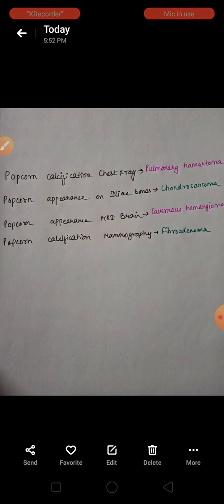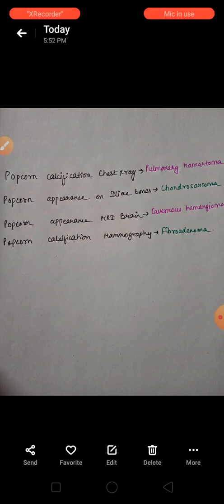It has the best prognosis among the malignant tumors, right? And a dense calcification is seen on the x-ray, right? The treatment is surgery. Next one, coming to popcorn appearance on the MRI brain, that is seen in cavernous hemangioma.